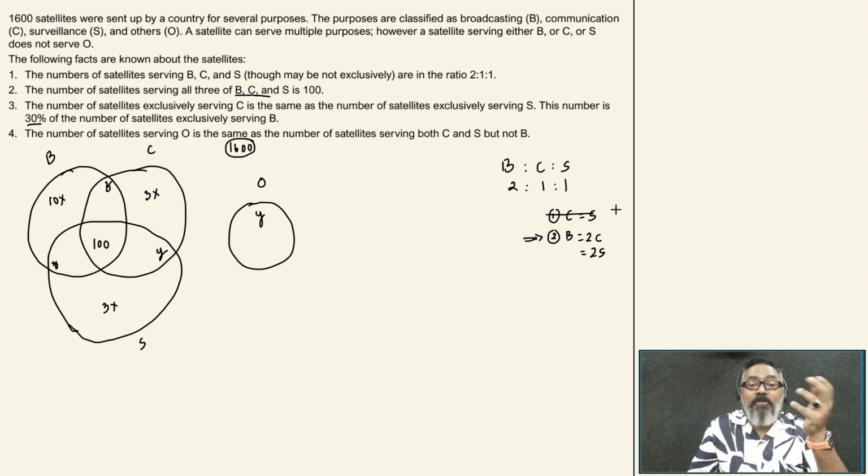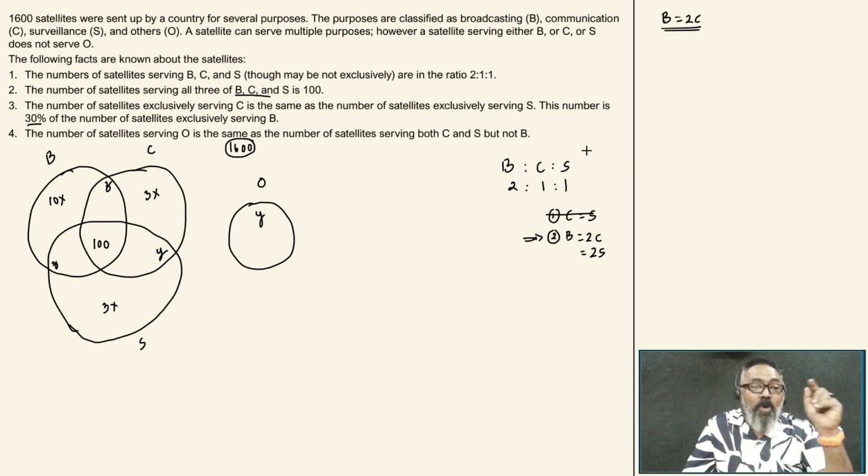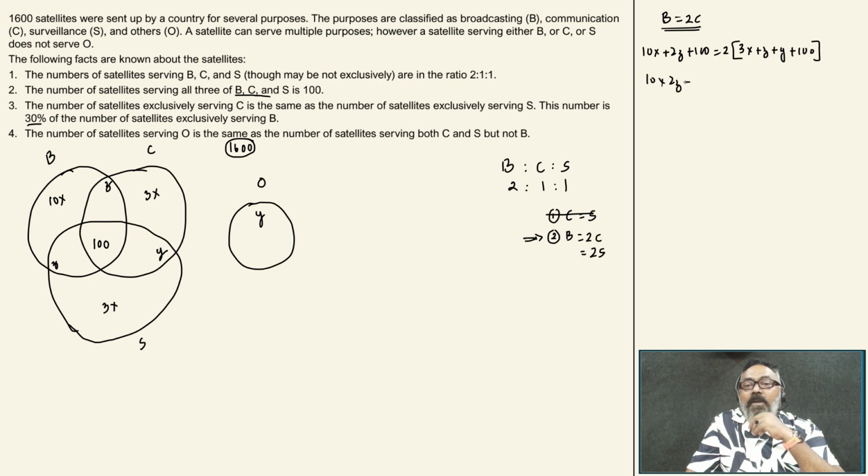B equal to twice of C. Let's do that. B equals twice of C. Okay, we have to be careful here, but we'll be careful. What is B? 10x plus 2z plus 100. Wonderful. That will be equal to twice of C or twice of S. C is same, S is same. Okay. 3x plus Z plus Y plus 100. Twice of 3x plus Z plus Y plus 100. Okay. So 10x plus 2Z plus 100 equals 6x plus 2Z plus 2Y plus 200.